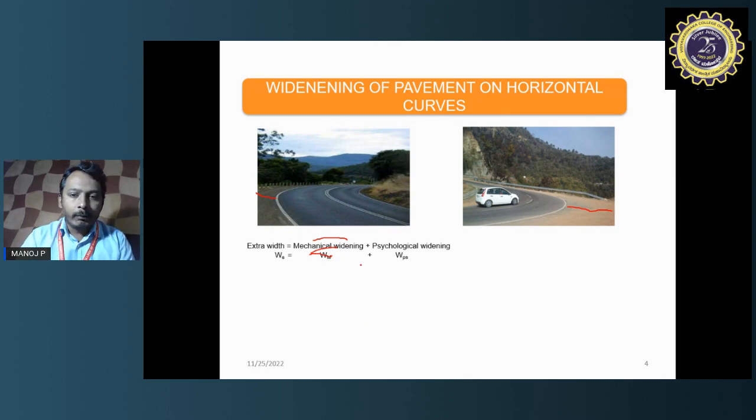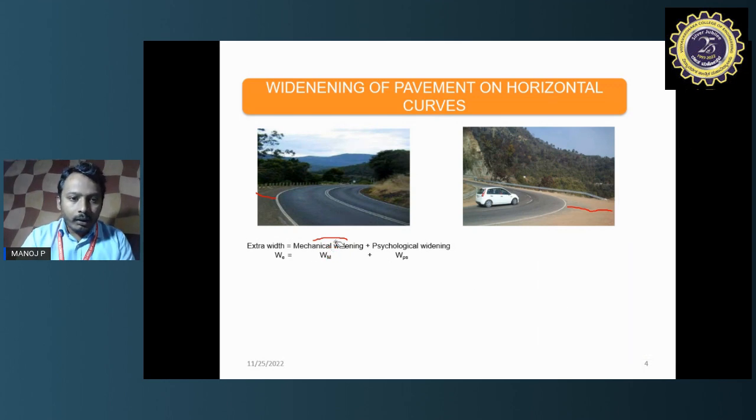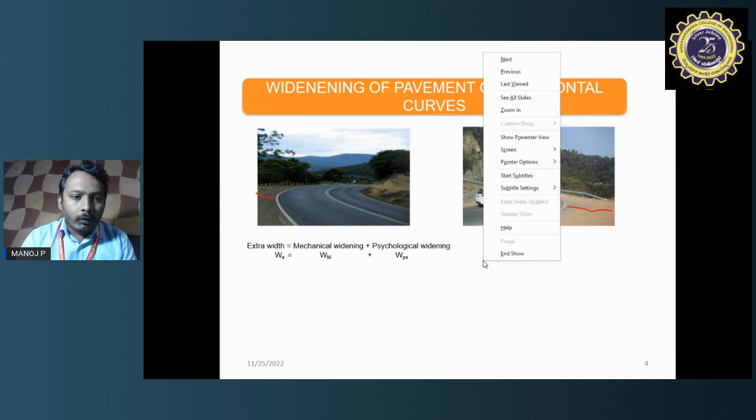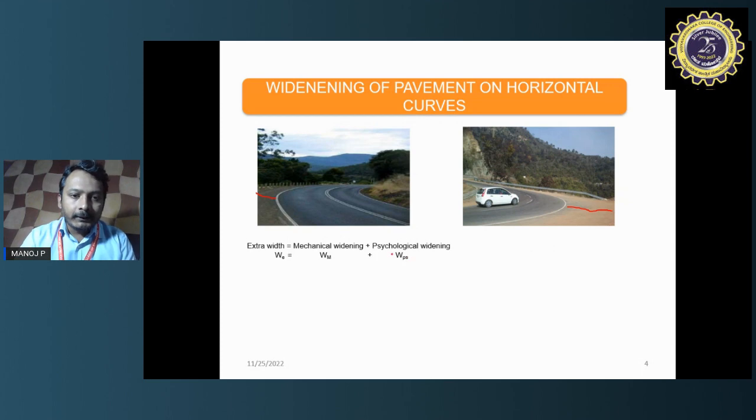The equation here is Wm, that is the mechanical widening, and Wps, that is the psychological widening. Wm, mechanical widening, can be expressed as NL square divided by 2R, whereas psychological widening can be expressed as V divided by 9.5 square root of R.